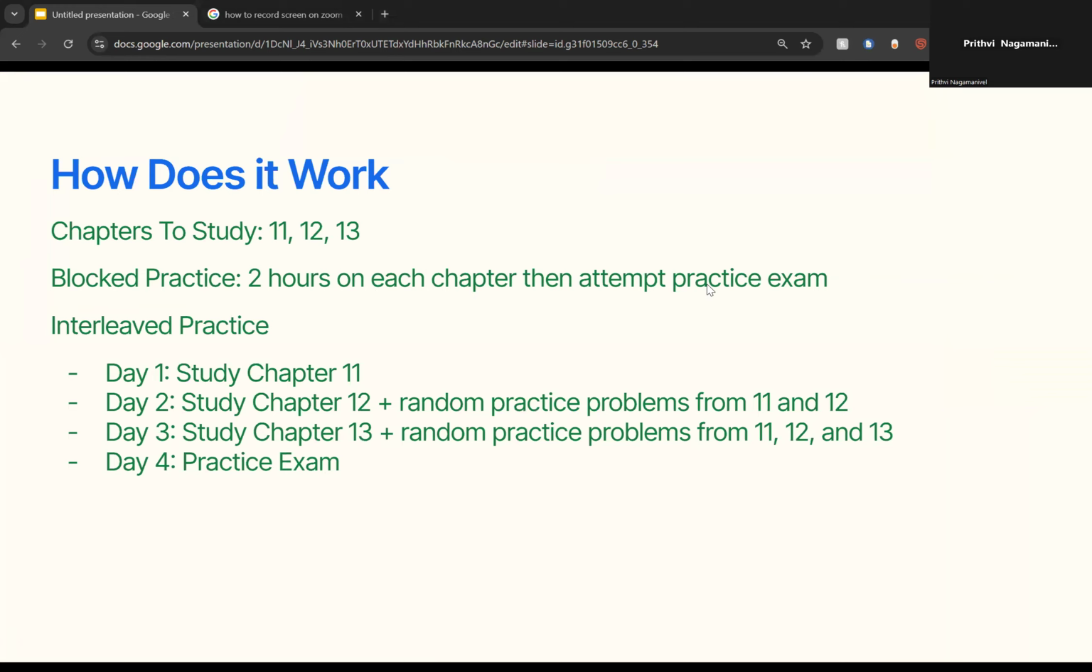Whereas interleaved practice would involve studying chapter 11 and then studying chapter 12 and practicing problems at random from chapters 11 and 12. Then studying chapter 13 and doing practice problems from all 3 chapters at random as well, and being able to fill in the gaps of your knowledge and connect information from all 3 chapters. And on day 4, you would do the practice exam, at which point you would have a solid amount of experience applying and using the concepts that you learned from these 3 chapters.